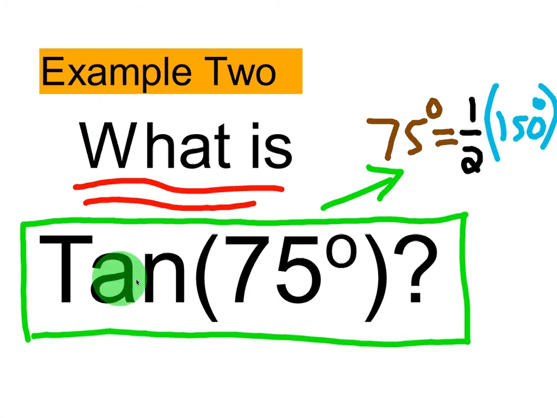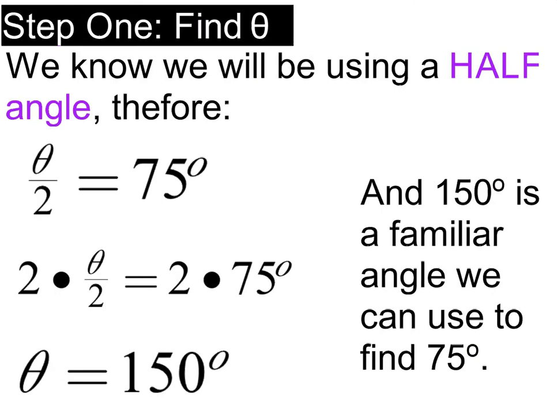Next, we're going to be proving tangent of 75 degrees using half angles. So this will be our second example. Notice that 75 degrees is half of 150. Therefore, since 75 is half of 150, I can use the half angle formula to show what tangent of 75 degrees is. As with the first example for sine of 15, we're going to find theta.